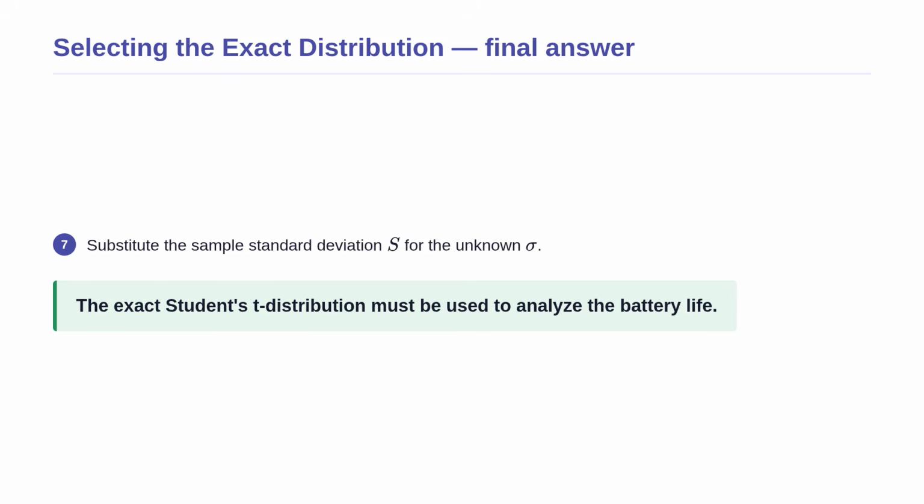This brings us to the final step of our example. We know the population is normal and the sample is small, but the true population standard deviation is unknown. Because it is unknown, we must estimate it using the sample standard deviation, S. As we learned earlier, substituting S for sigma changes the math. Therefore, the final answer is that the engineer must use the exact student's t-distribution. It is the only mathematically correct model for this specific scenario because it perfectly accounts for the extra uncertainty of guessing the standard deviation from just 12 phones.